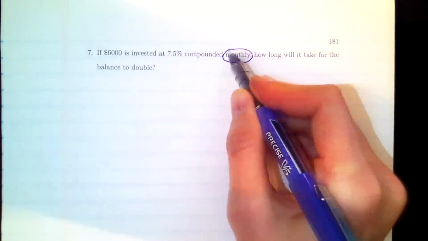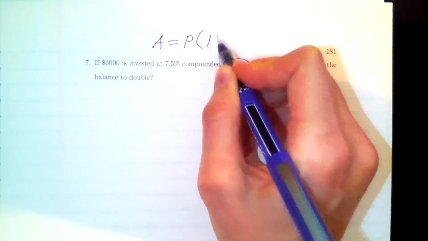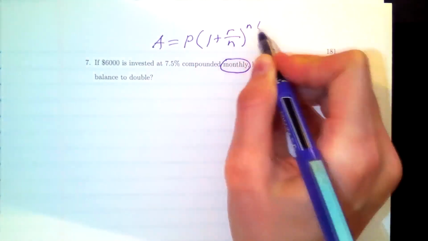All right, let's scooch on over to the last one, number 7. It says, if $6,000 is invested at 7.5% compounded monthly, how long will it take for the balance to double? Now, just like last time, you have to choose which interest formula you need to use. Now, since this is compounded monthly instead of continuously, that means that I have to use the compound interest formula. That's the uglier looking one. That's A equals P times (1 plus r divided by n) to the nt power.